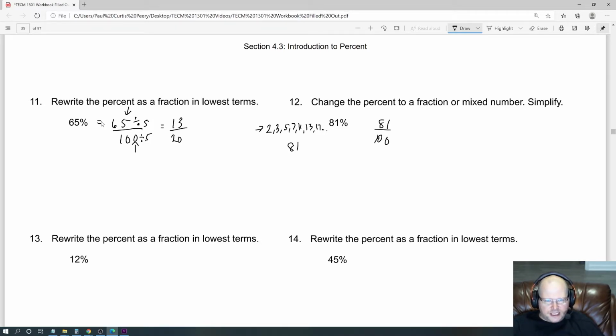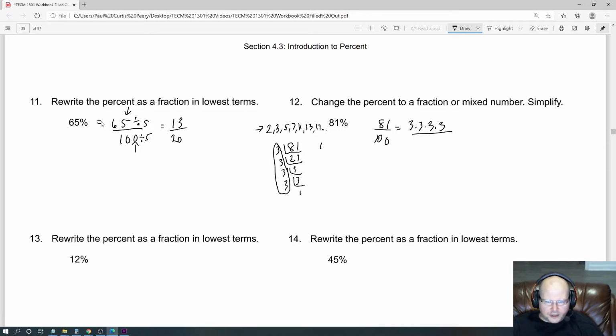So if I'm trying to do the prime factorization of 81, I can try to divide it by 2. 81 divided by 2 gives me 40.5. That's not a whole number. Then I can try 3. That would give me 27. I can try 3 again. That will give me a 9. Try 3 again. That would give me a 3. Try 3 again. I get a 1. I'm done. Prime factorization of 81 is 3 times 3 times 3 times 3.